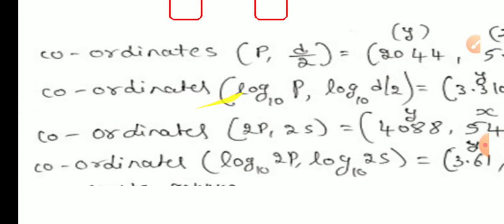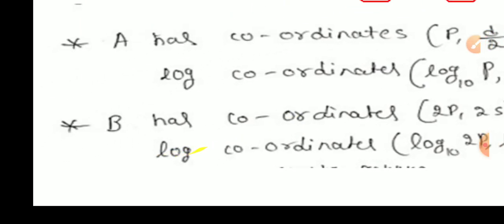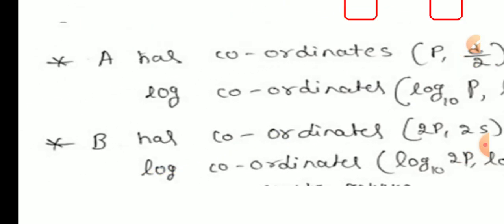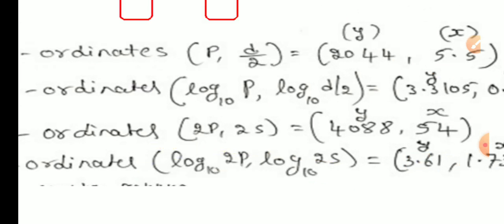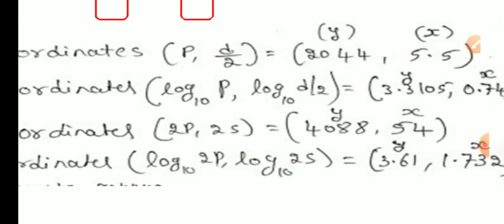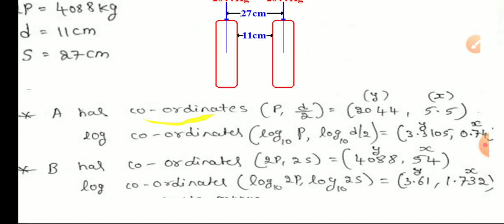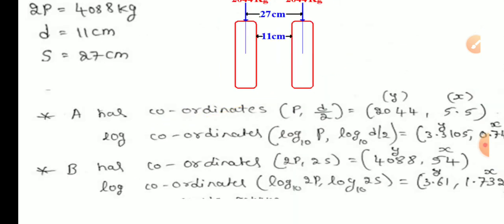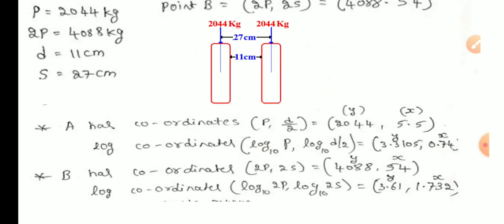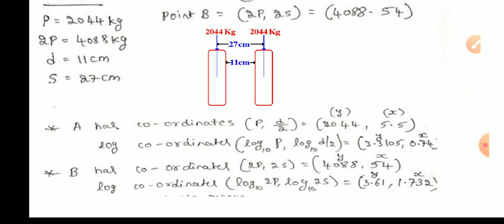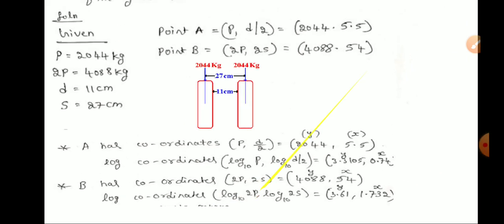Next, similarly, point B has coordinates of 2P comma 2S. Similarly we get 4088 on the y axis and 54 on the x axis. The log coordinates, log 10 of 2P comma 2S, are 3.61 on the y axis and 1.732 on the x axis. Now these values we have to plot in the graph.